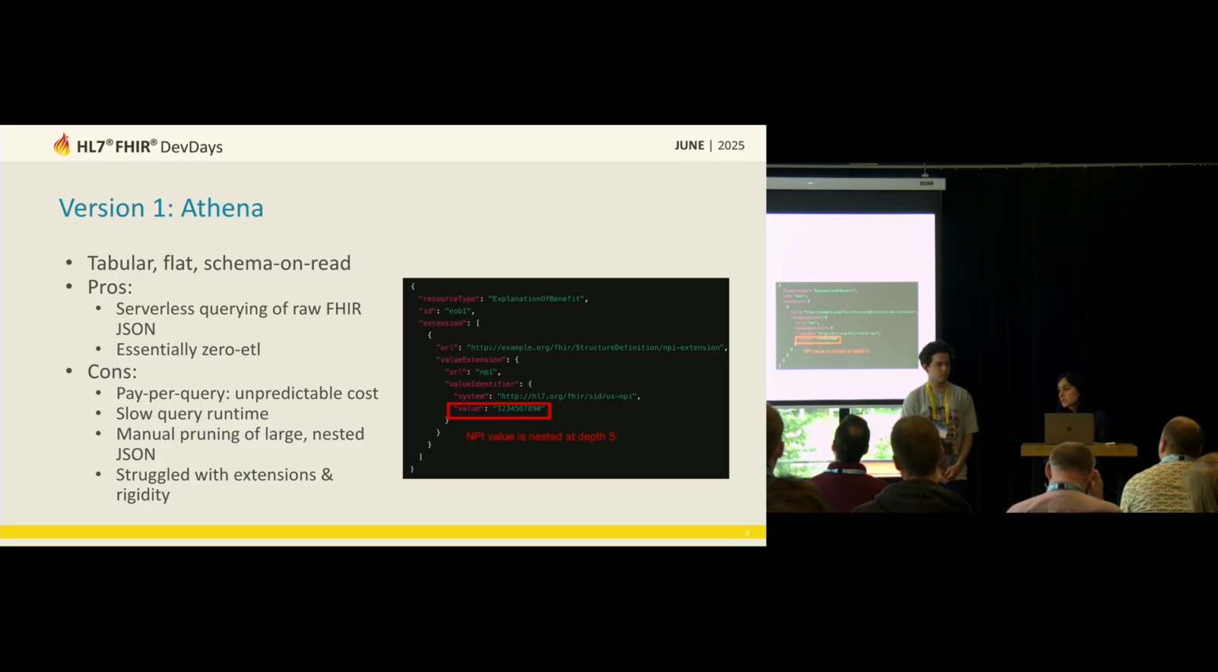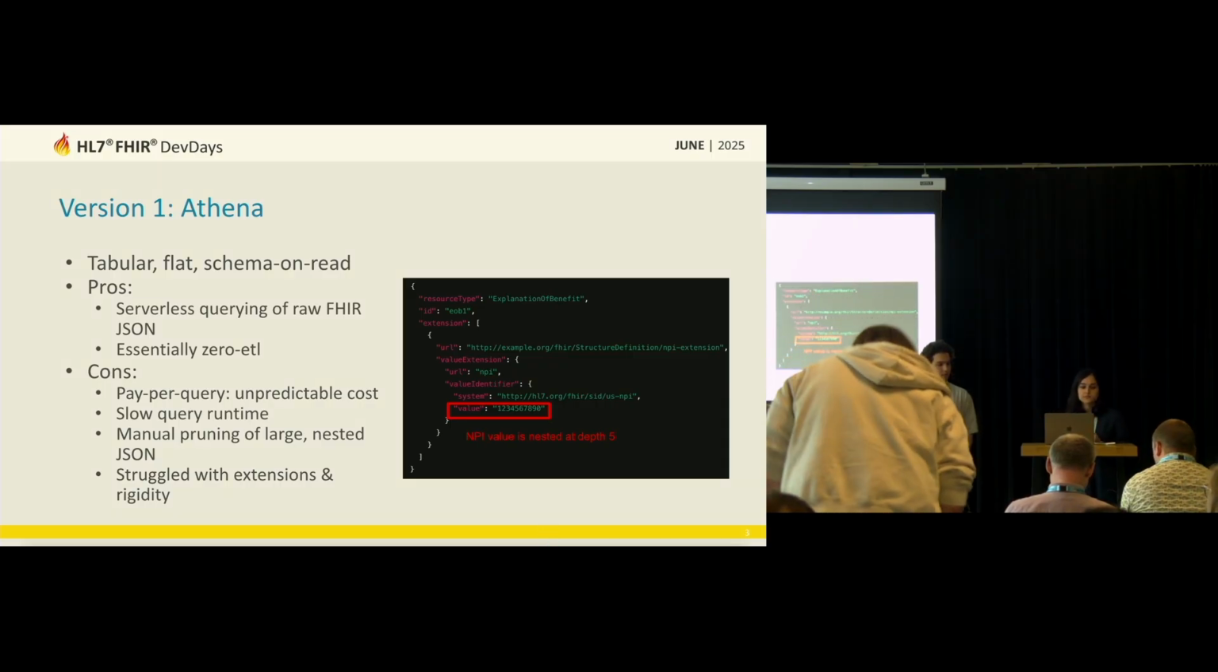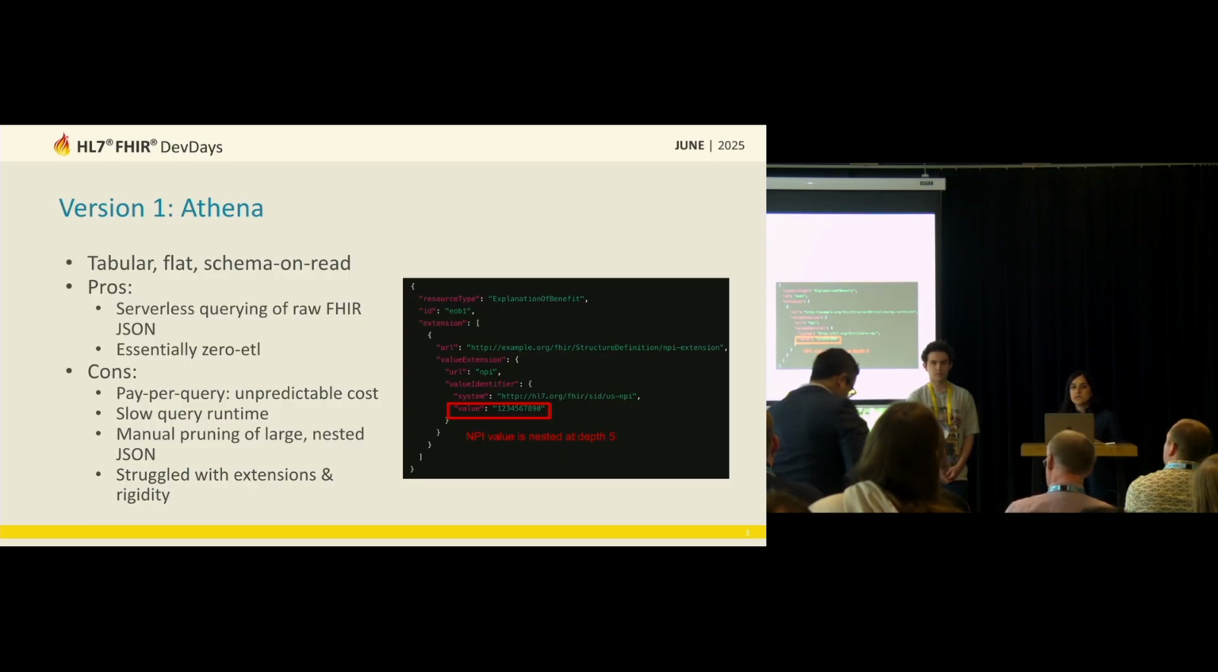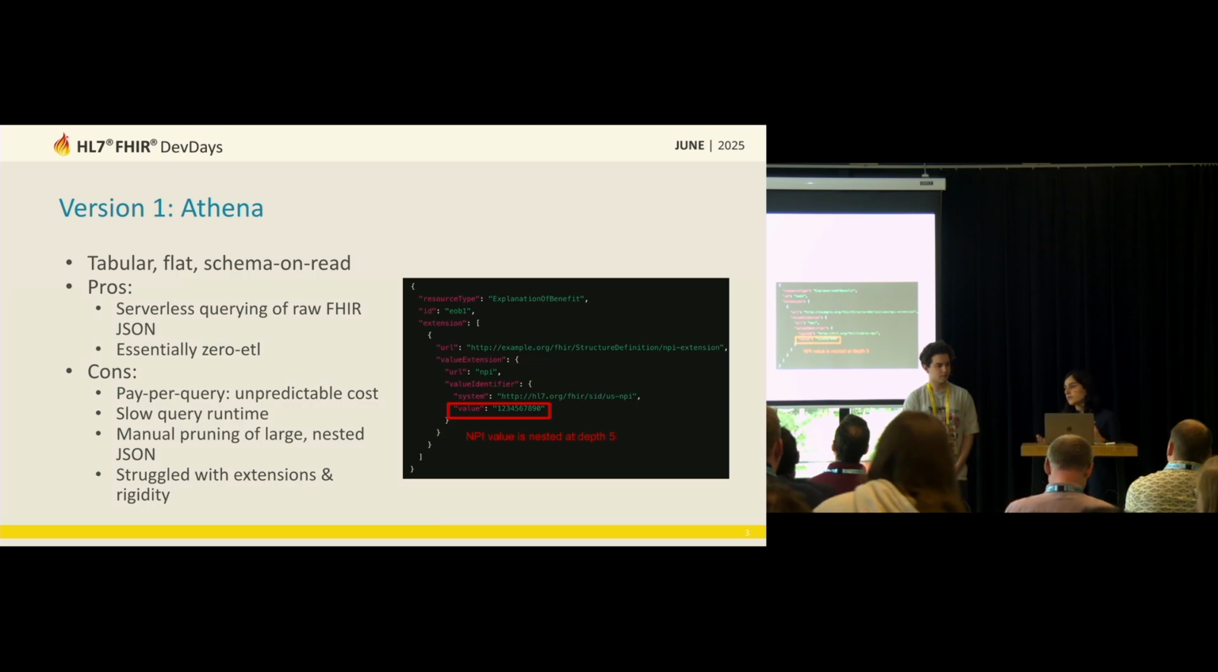Athena also came with a slow query runtime, primarily because Athena is schema on read, so the schema is applied only when a query is executed. Athena also doesn't work well with large nested JSONs, so the unnesting of that also comes with a performance cost. The biggest issue of them all is Athena's rigid schema requirements, which means that with these JSONs, we need to enforce or manually prune to a default depth.